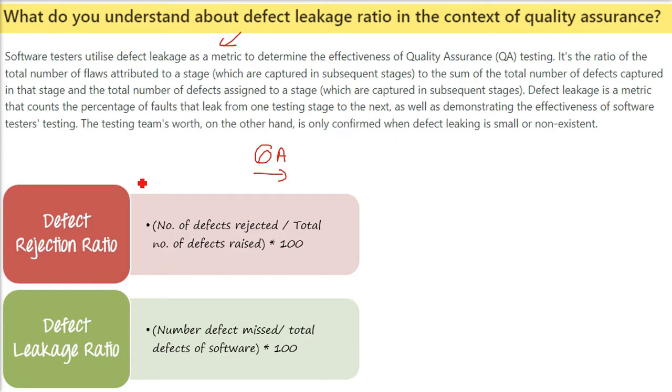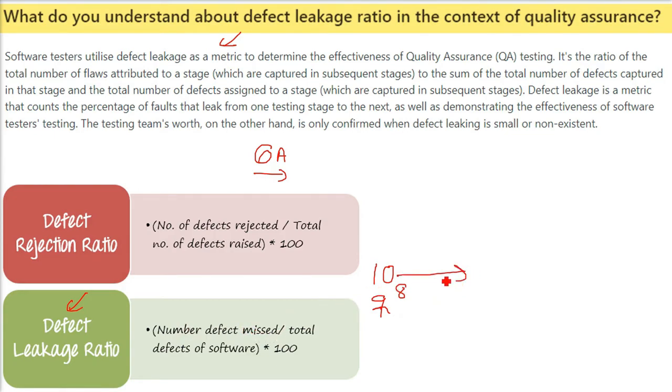This is the ratio of the total number of flaws or problems attributed to a stage which are captured in subsequent stages to the sum of the total number of defects captured in that stage and the total number of defects assigned to a stage which are captured in the subsequent stage. So defect leakage is a metric that counts the percentage of faults that leak from one testing stage to the next. For example, 10 are there, 8 you have found out, 2 go through, 2 you have leaked.